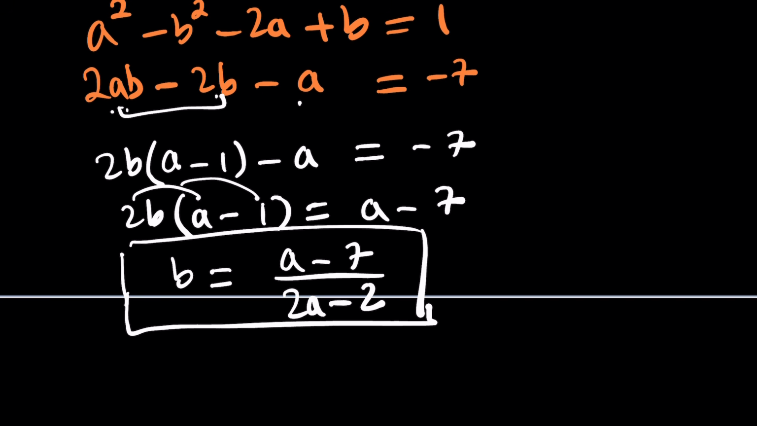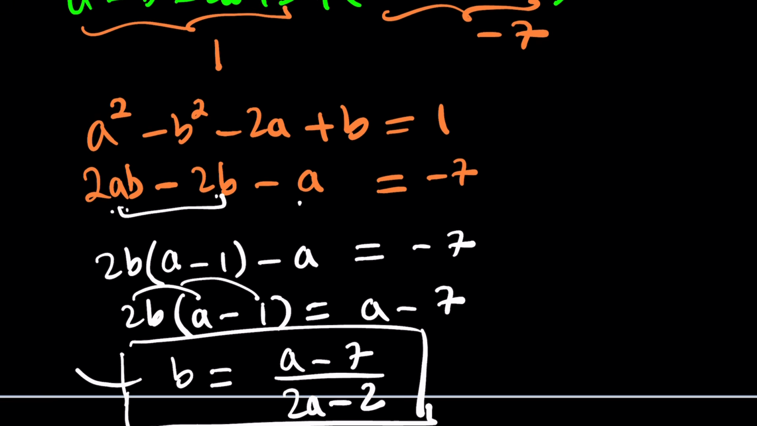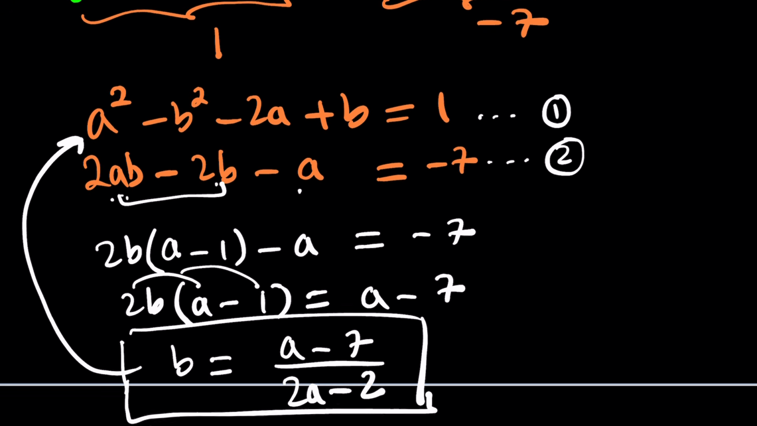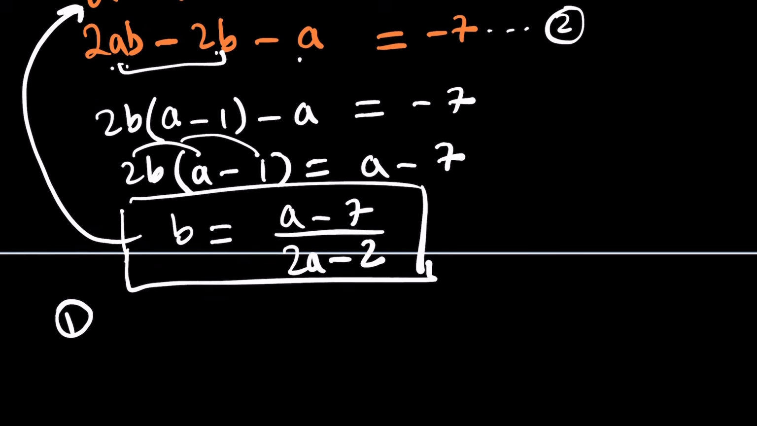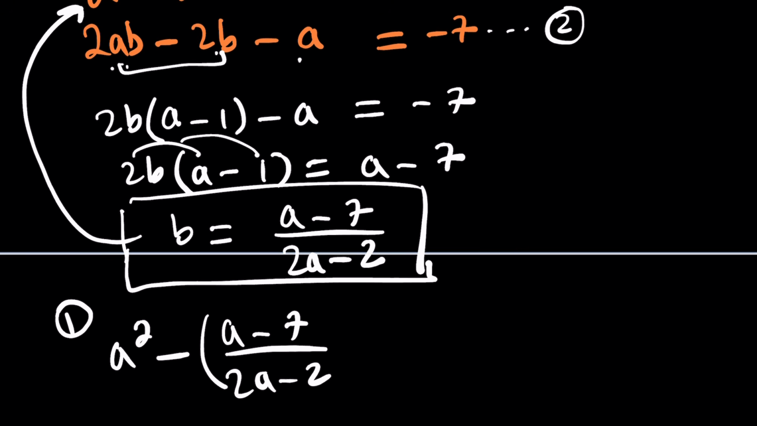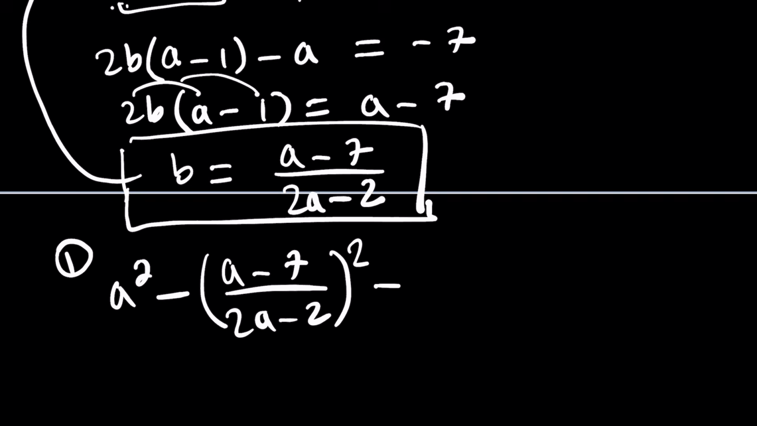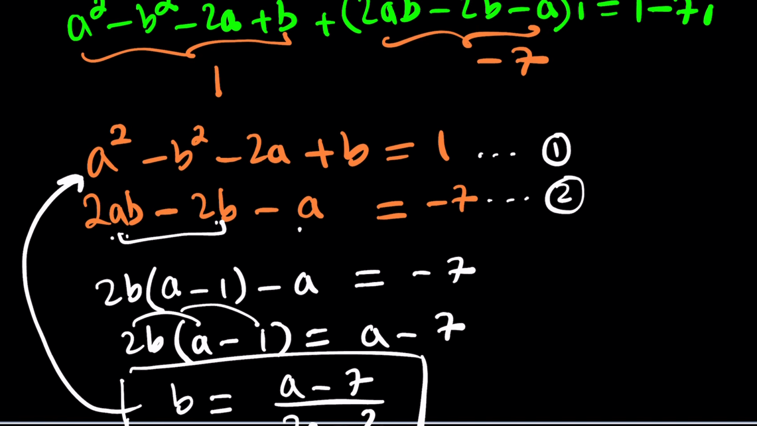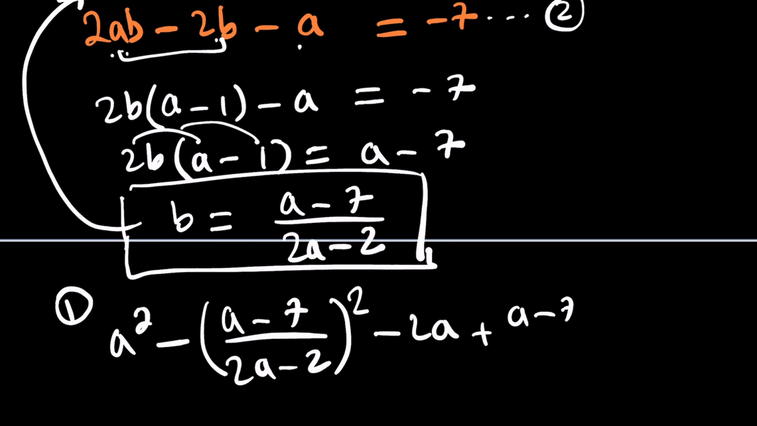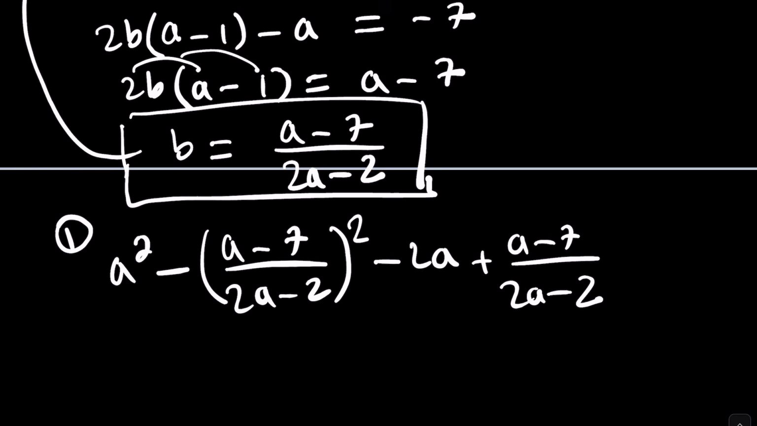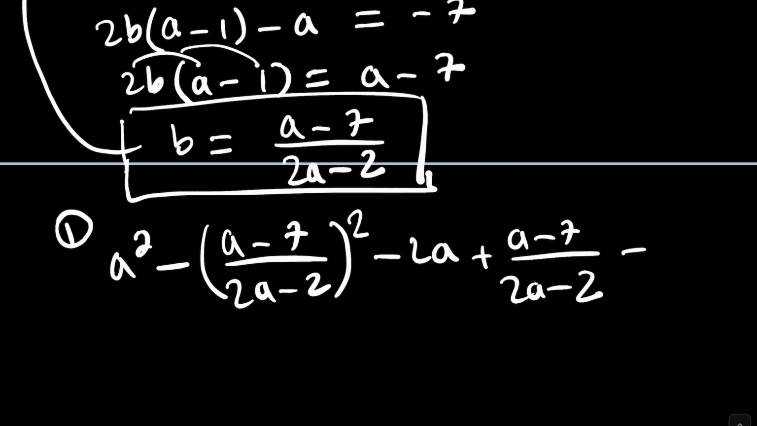So this gives you a formula. b is written in terms of a, which means we can take that and plug it into the first equation. This I call the first, and this I call the second. Now we're working with the first equation, and I'm plugging in b, which is a minus 7 over 2a minus 2. I need to square that, minus 2a, plus b, which is a minus 7 over 2a minus 2, equals 1. Beautiful. So now I've got a single equation with a single variable, which is good, because now we can go ahead and work it out.